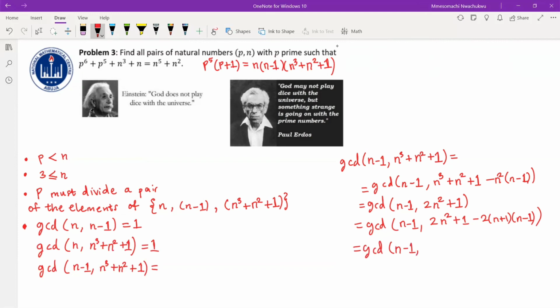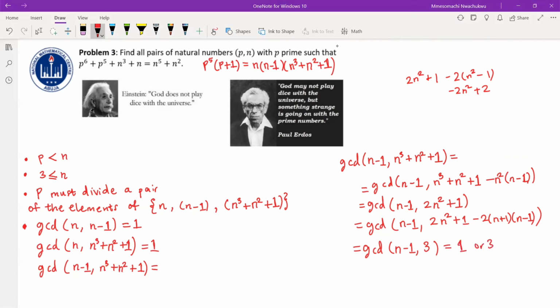When we reduce this, let me just do it up here. So 2n squared plus 1. This is basically a difference of two squares. So minus 2 into n squared minus 1. So this is minus 2n squared, minus negative 2 times negative 1, so plus 2. So we are just left with 3. Okay. So because 3 is prime, the GCD is equal to any factor of 3. So it's equal to 1 or 3.